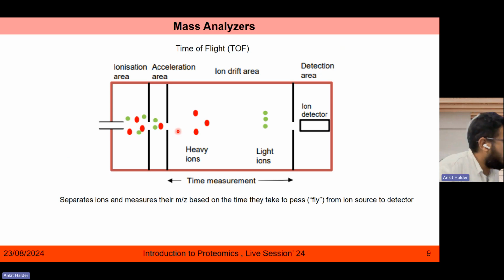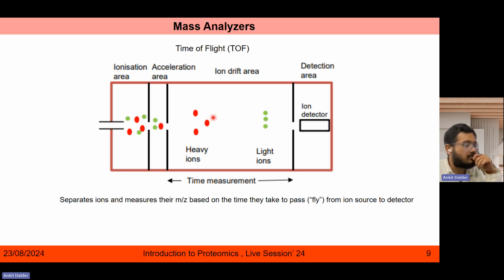So now how this time of flight works is that you have the ionization area that will be taken through acceleration, and after that heavy ions and light ions will drift and it will be detected. So this separates our ions, and it measures their m/z based on the time they take to fly from ion source to detector.